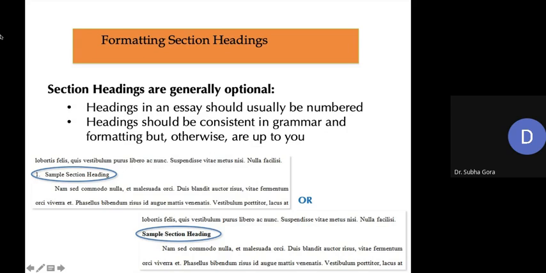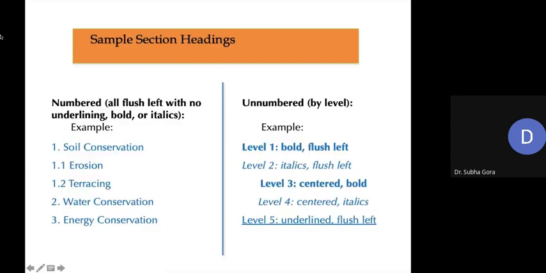It should, however, at any given point in time, be consistent. Consistency is the key. Whatever you do, be consistent throughout the document. If you employ multiple levels of heading, for example, let it be that way all through the document. So be consistent in the way you format your entire document. It's totally up to you. So these are just sample section headings.